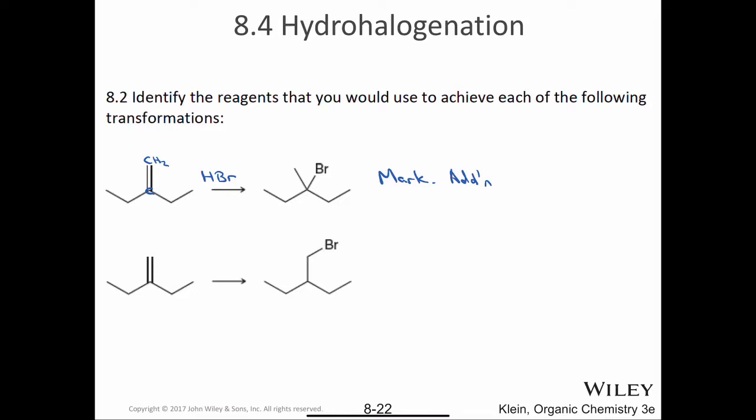In the next example, you can see that this is the anti-Markovnikov addition product. And how do we get that? Well, we treat it with HBr, but in this case, we have to add peroxides. And that's a mechanism that we'll study in detail in Chapter 10. The take-home message from this question is that you should know the reagent for Markovnikov addition of HBr, and you should know that when you want to affect an anti-Markovnikov addition of HBr, you use HBr and peroxides. So we just call this peroxides.